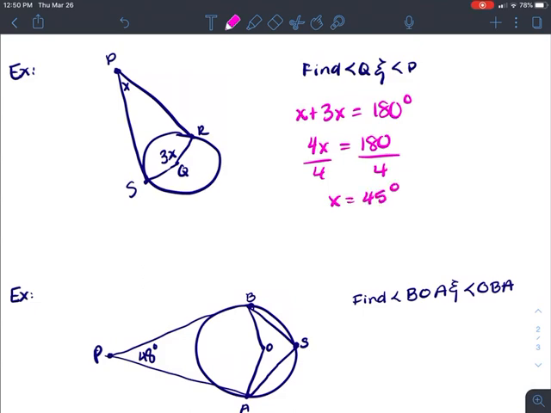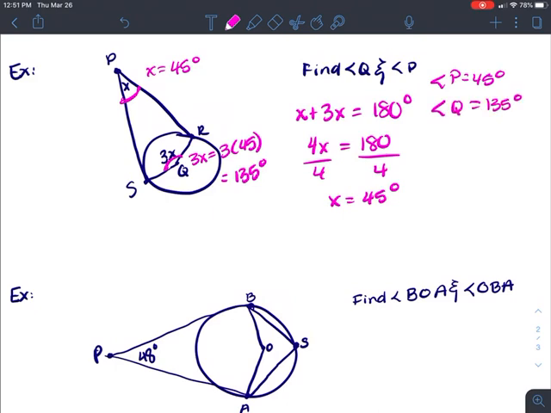Okay, so I go up here to my angle P. Angle P is x, which equals 45 degrees. So I can say that angle P is equal to 45 degrees. And my angle Q is 3x, which equals 3 times 45, because I just plug in my 45 for x, which gives me a total of 135 degrees. So angle Q is equal to 135 degrees. And that's my answer for this example.